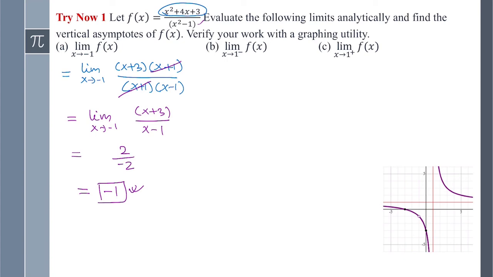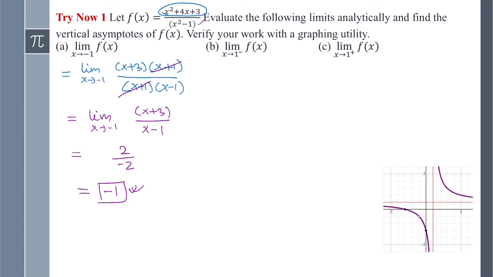From here, you need to understand that if we are able to cancel the common factor and evaluate the limit when we have 0 in the denominator, those are the x values where we have a hole. When we get infinity as the limit, those are the x values where we have vertical asymptotes. Something that you need to keep in mind.